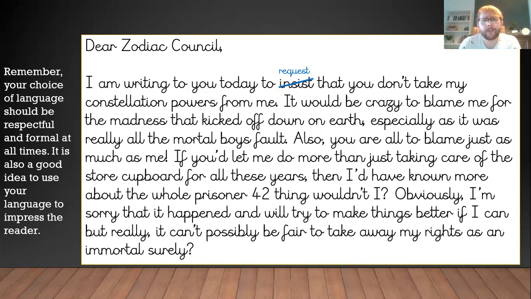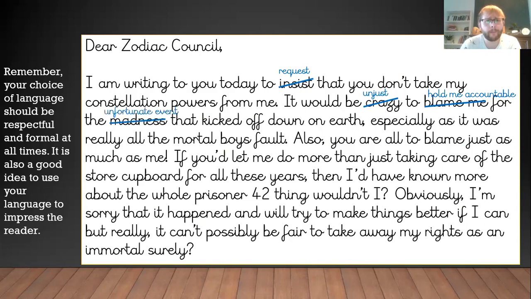"I'm writing to you today to request that you don't," well, we can't have "don't," so that needs to be "do not," but we'll do that separately. We're focusing on vocabulary at the minute, not formality. "That you do not take my constellation powers from me. It would be crazy." Well, we've already talked about we don't like crazy. So "it would be unjust," much more formal, much more persuasive. "It would be unjust to blame me for the madness." Don't like madness. Oh, I don't like "blame me" actually, for that matter. "To blame me" just sounds a bit childish. "To hold me accountable." That sounds more mature, more professional, more formal. And I don't like "the madness."